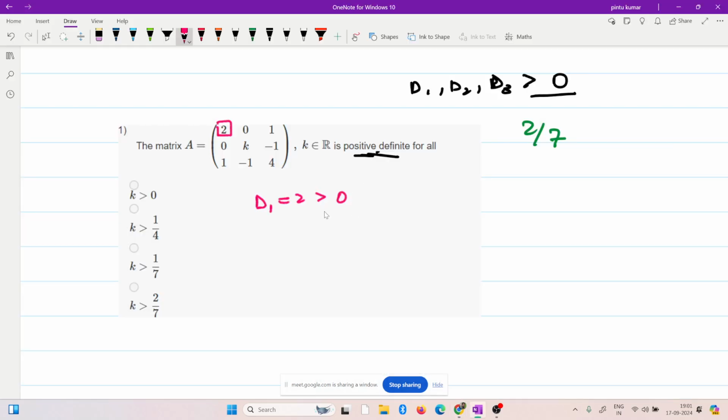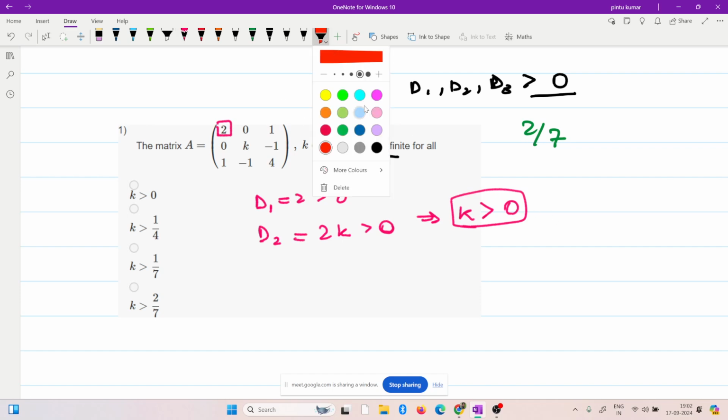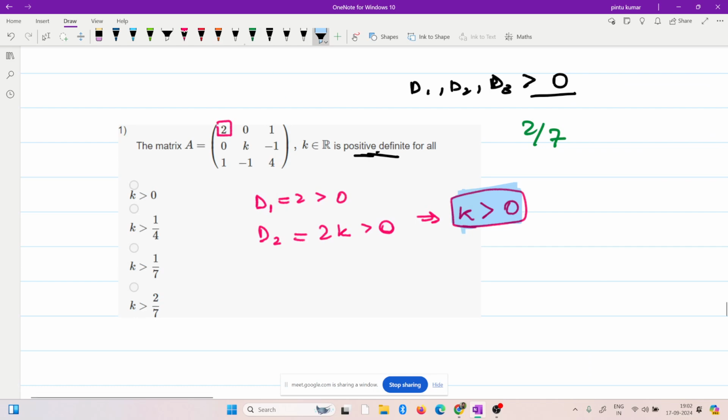So if we look at D2, this is the norm of this matrix. This is 2k. So if you want this to be greater than 0, the condition it gives us is that your k should be greater than 0. One condition is this that you have obtained. We can highlight this, that I want my k to be strictly greater than 0.